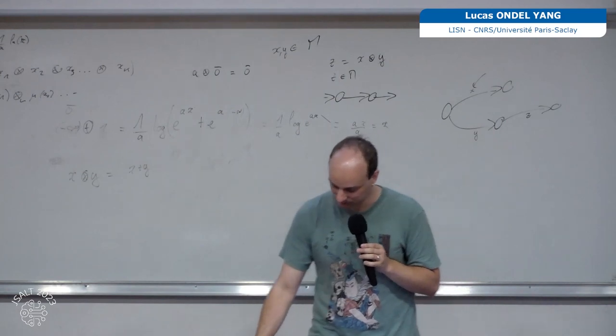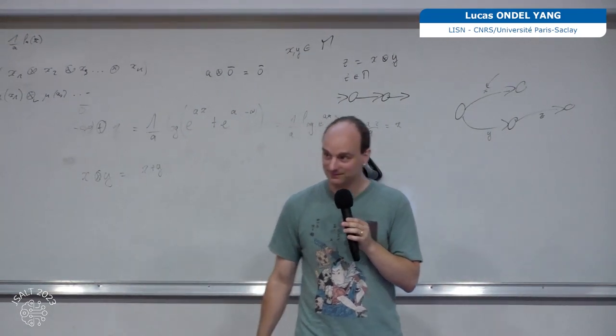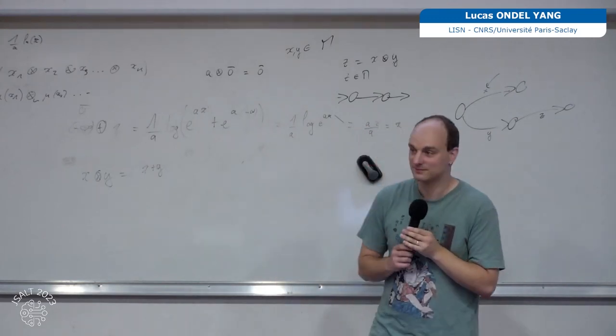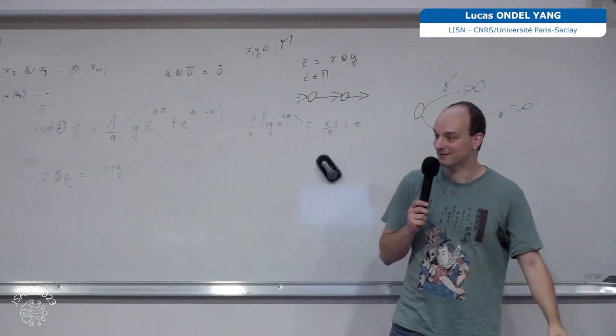You just have to keep track of what you're doing, because add means this funny thing now, multiply means add, zero means minus infinity, one means zero, and I don't know. I want to say welcome to France, right?